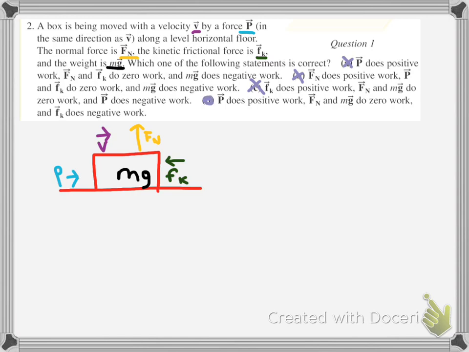So D is our answer because P does positive work, so it points the same direction as v. Fn and mg do zero work, so they have no effect. And Fk does negative work, but the box is still going along the floor, and the velocity v and the force P are still pointing in the same direction along the horizontal floor.